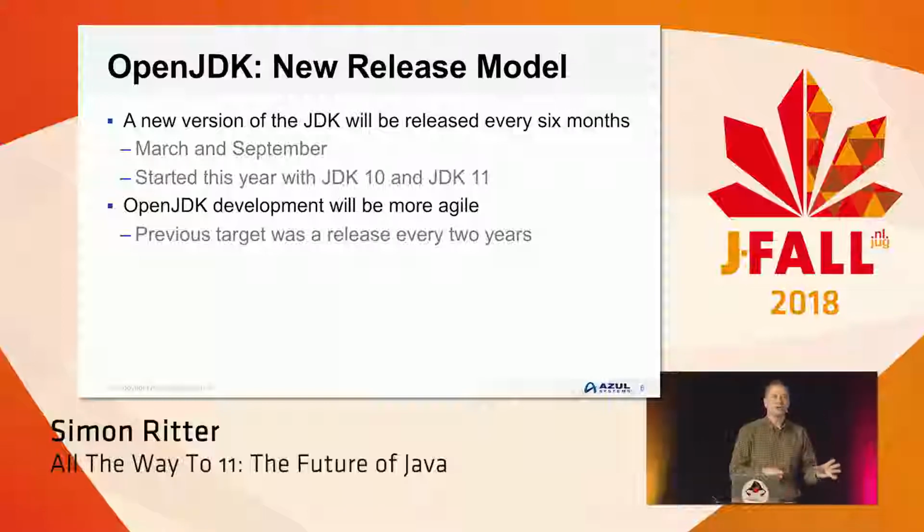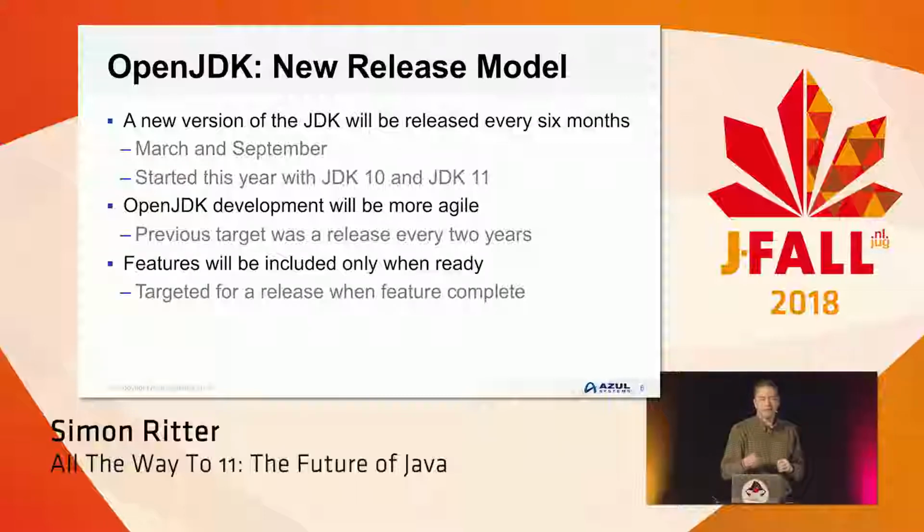They wanted to be more agile with the development of the JDK. Rather than having a target which was 2 years between major releases, which they never actually managed to do, they would have a release every 6 months. Now, in order to do that, they needed to change the way they added features to the JDK.